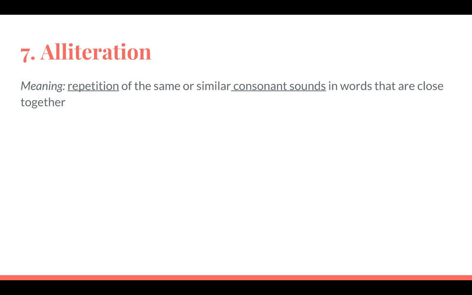Our last repetition, one that we're talking about today, is alliteration, which is repetition of the same or similar consonant sounds in words that are close together. A couple things to point out. Consonant, as a reminder, is any letter that is not a vowel, A, E, I, O, U, sometimes Y. And it's important to note that we're saying consonant sounds. It's not necessarily the same letter, but it's the same sound. So for example, K and C will sometimes have the same sound, and that can be alliteration even though they won't look the same.